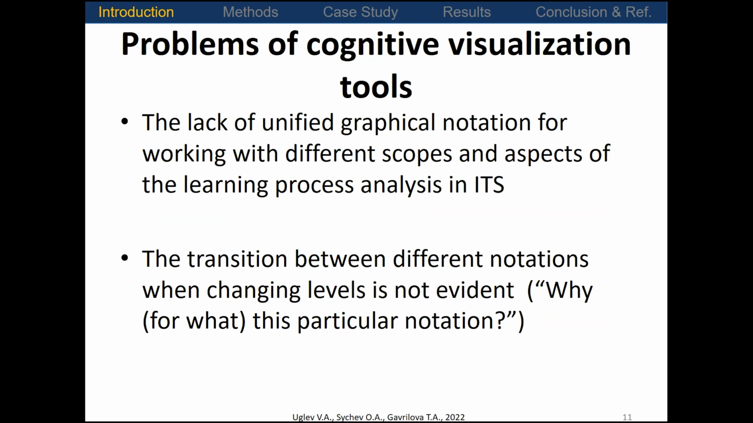There are two problem areas with choosing cognitive visualization tools. The first is the lack of a unified graphic notation for working with the different scopes and aspects of the learning process analysis in ITS, and the transition between different notations with changing levels is evident.